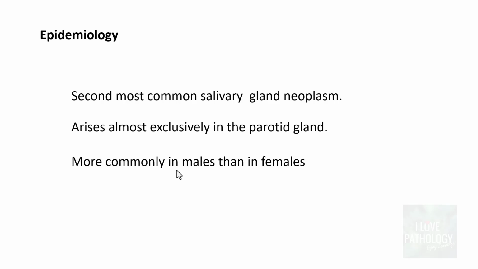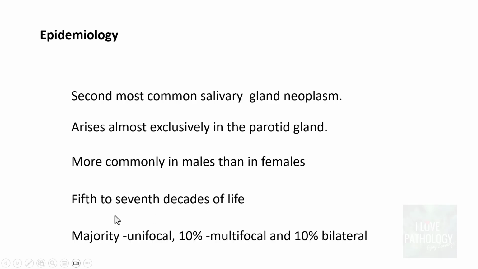So this is the second most common salivary gland neoplasm, which almost exclusively arises in the parotid gland, and they are more commonly found in males as compared to females. They're usually seen in the fifth to seventh decades of life, and the majority of them are unifocal. Around 10% are multifocal, and around another 10% are bilateral. Most often, the most common one is a single parotid gland and a single site within the parotid gland. Now, what are the risk factors?